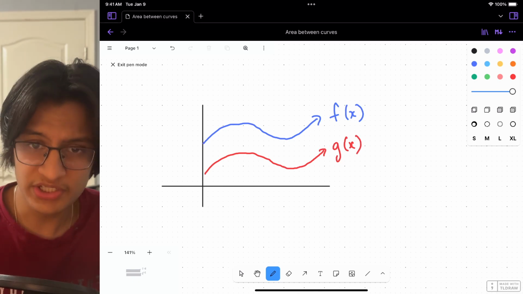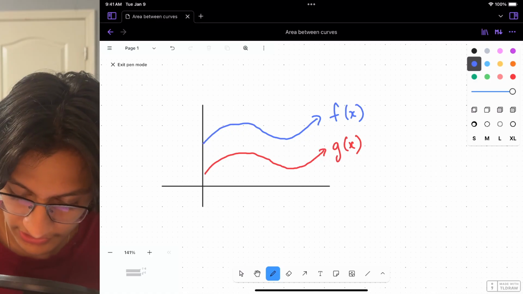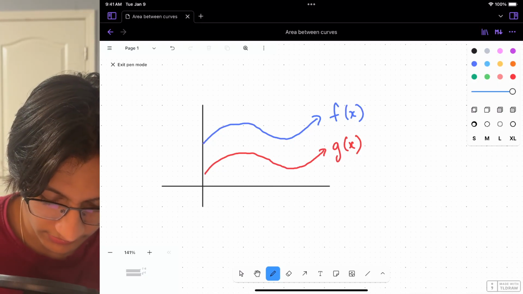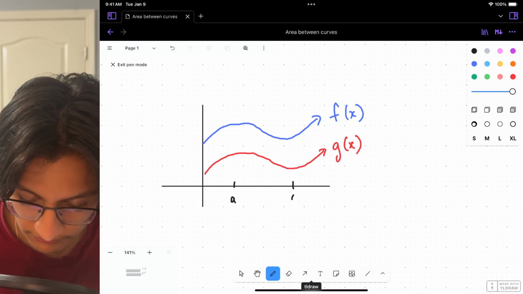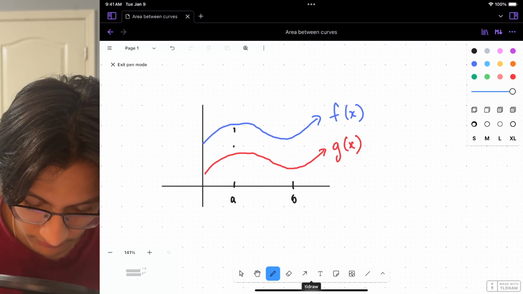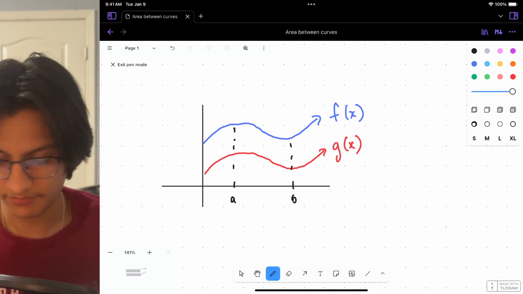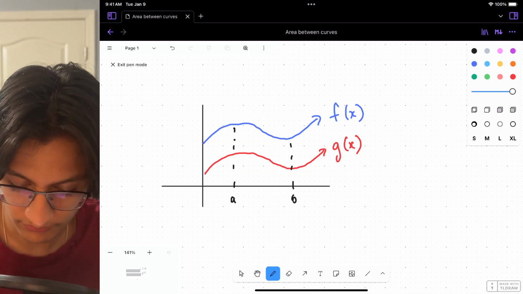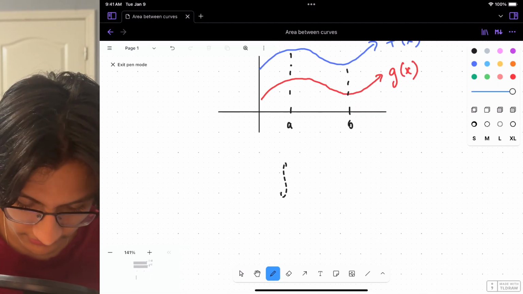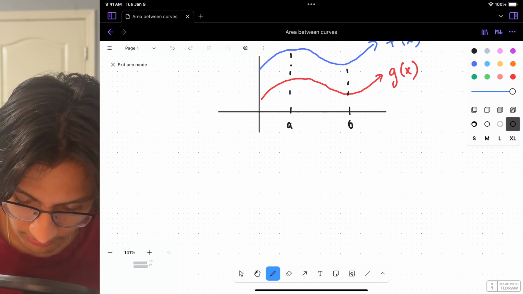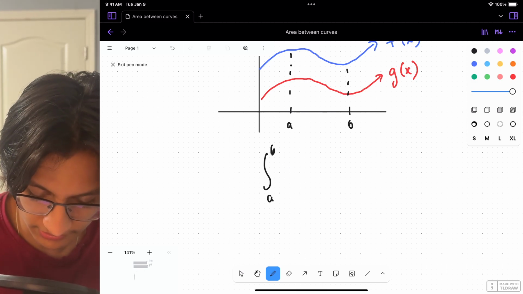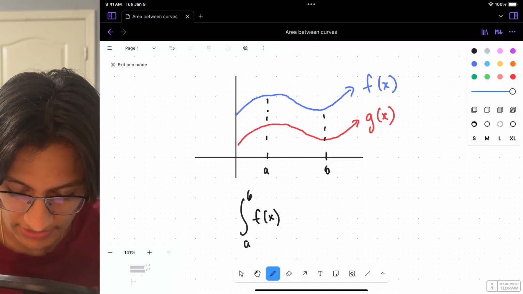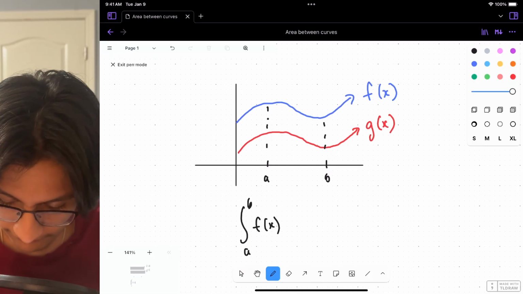Okay? Now we know that with integration, we can find the area under one curve. So if we want to find the area under the curve of f of x from a to b, what we will do is integrate it, right? We just do the integral from a to b of f of x. Makes sense intuitively, right?